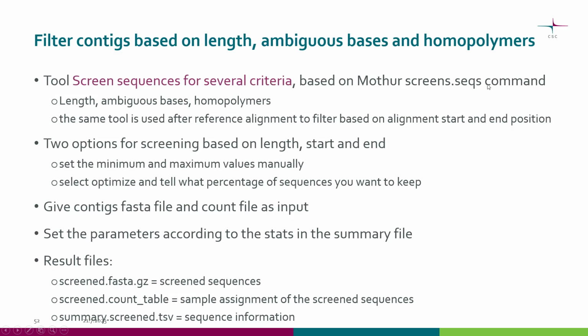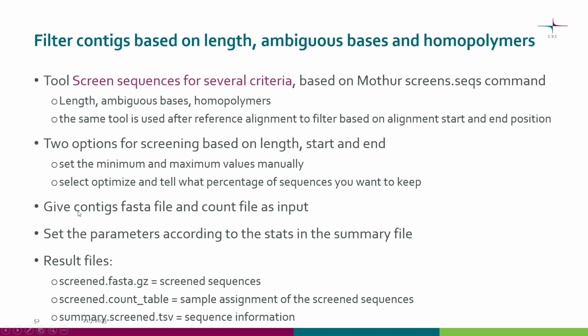So Chipster has a tool, Screen sequences for several criteria, which is based on the Mothur screen.seqs command. You can filter based on sequence length, ambiguous bases, and homopolymers. Note that the same tool is used after reference alignment to filter based on the alignment start and end position. When you are filtering for length, you have two options. You can either set the minimum and maximum length manually, or you can select Optimize, and then you need to tell what percentage of sequences you want to keep.